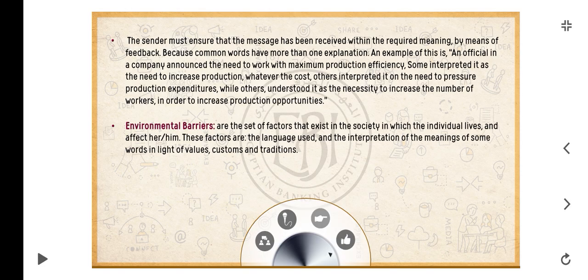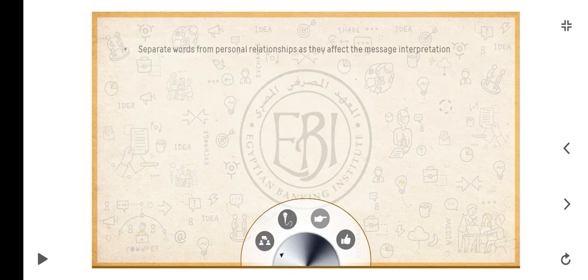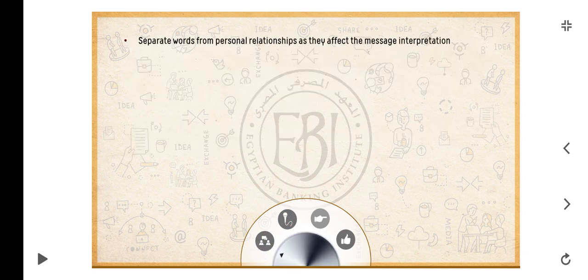Environmental barriers are the set of factors that exist in the society in which the individual lives and affects her or him. These factors are the language used and the interpretation of the meanings of some words in light of values, customs, and traditions. Separate words from personal relationships as they affect the message interpretation.